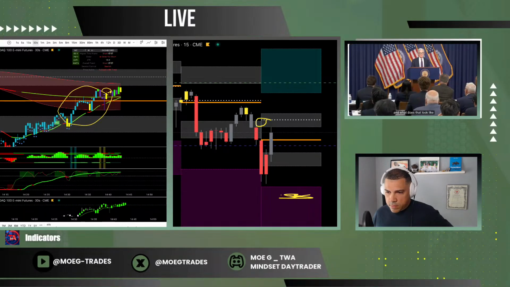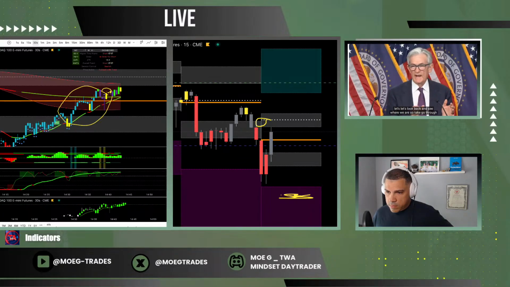Well, let's look back and see where we are. Through 2024 up to today, we've had unemployment in the low 4s for more than a year. We've had inflation coming down to the mid to low 2s. We've had an economy growing at 2.5%. So that is the economy as we see it now.